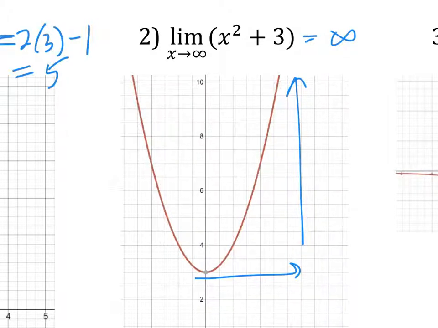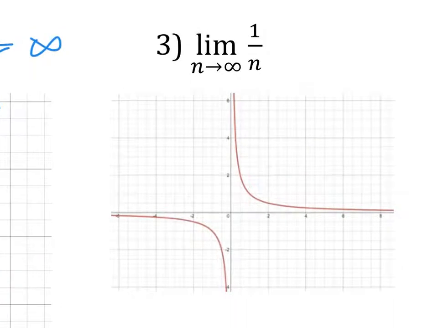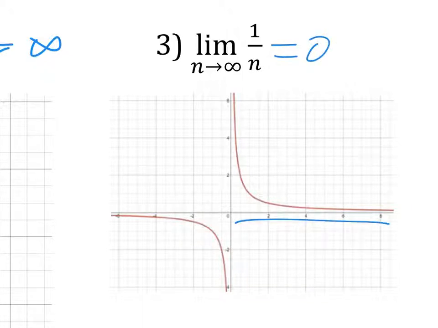All right, next one. Limit as n goes to infinity of 1 over n. When n is going to infinity, that is the x part. Where is y going to? 0. Yes. So you can see that when n is going to infinity, y is going down, so it's going to go to 0.